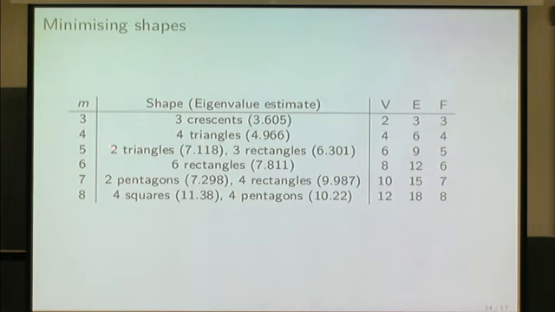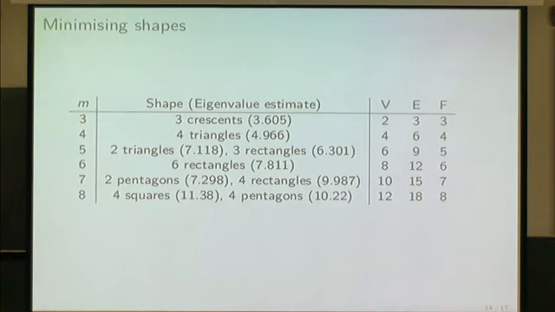For 5 partitions, we now have 2 different types of shapes. You have 2 triangles at the poles, and then 3 rectangles going around the equator. For 6, you end up with something that looks quite like a projected cube pushed out. Again, for 7, we have this kind of difference. We have 2 pentagons, which are again on the poles, with 4 rectangles going around the equator.